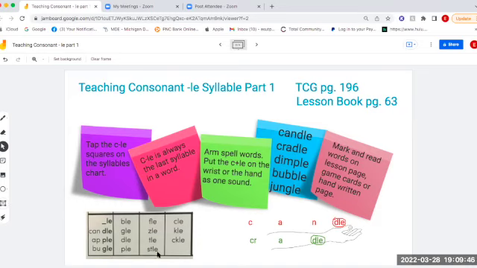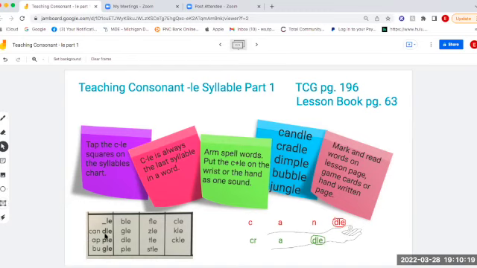S-T-L-E, sull, C-L-E, cull, K-L-E, cull, C-K-L-E, cull. After you've tapped them, you want to instruct that the consonant LE is always the last syllable in a word. And we see that in this little section here to the left of those syllables. We see these examples.